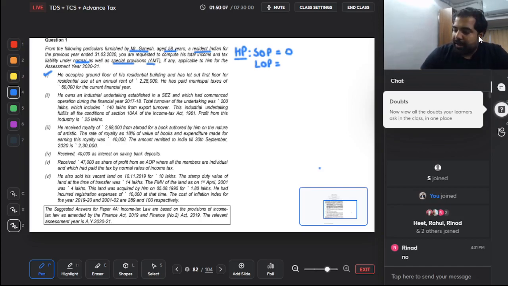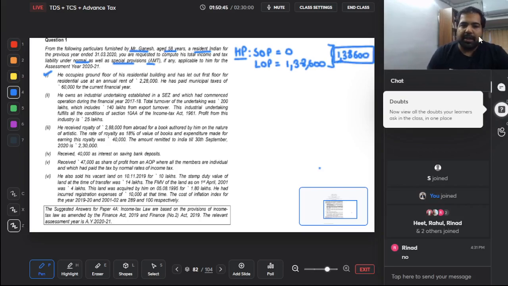You will minus municipal taxes. Are the municipal taxes paid? Yes, 60,000, but you will only minus half because half of it is SOP, half of it is LOP. So 2,28,000 minus 30,000. Please don't make the mistake of minusing the entire 60. I was almost about to do it because if you don't pay attention, it will happen. So 1,98,000 into 70% is 1,38,600. So have we got our house property room? 1,38,600 is the final income from house property.